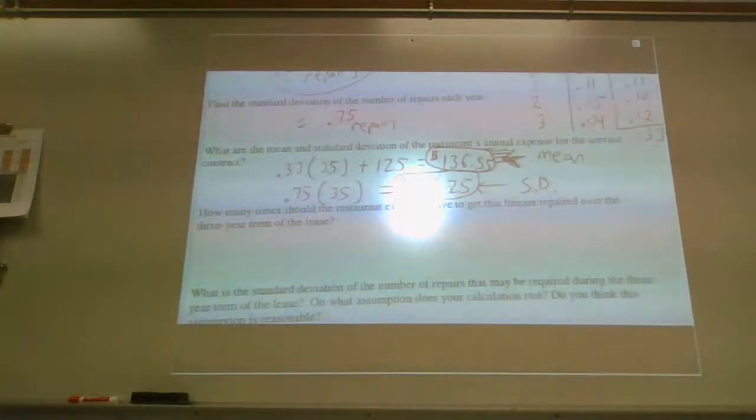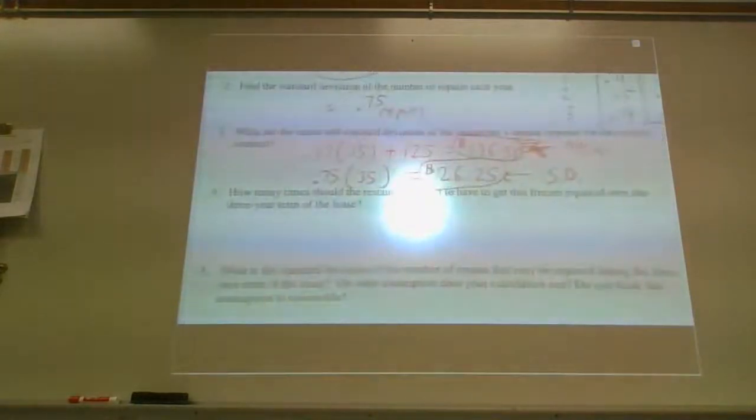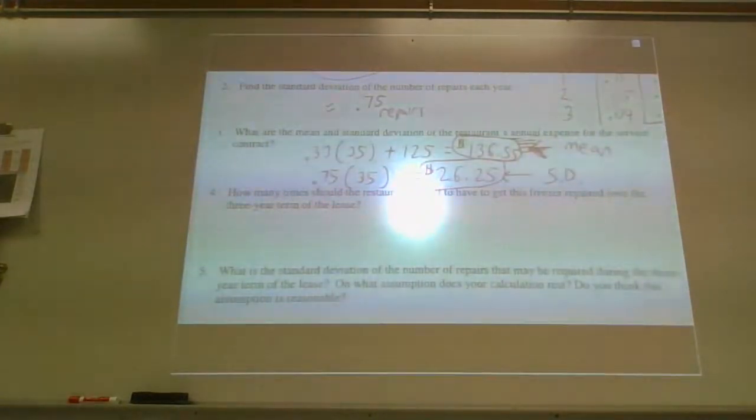How many times should the restaurant expect to have this freezer repaired over the 3-year term on the lease? You could pretty much, I don't want to say guess. Guessing is probably not the right word. But you could easily just figure out number 4 in your head, just by thinking real hard about it. And then we got the answer to number 4 right off the bat, kind of an intuition type thing.